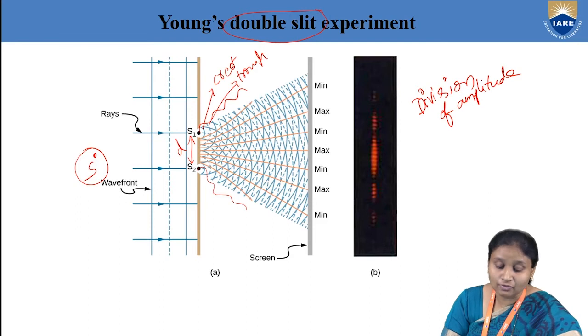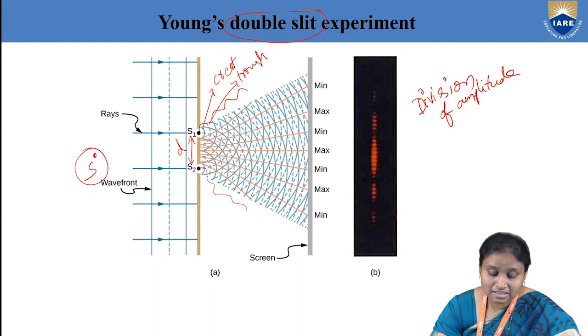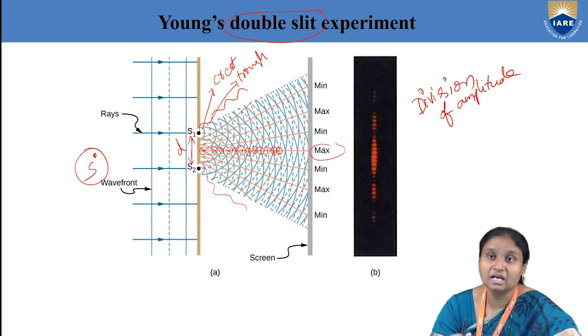So if you carefully watch this figure, if I go along the center, these are the points we are considering. If you observe them carefully, you will see that the solid line is meeting the solid line and the dotted line is meeting the dotted line. It means that crest is overlapping with crest, and trough with trough. So what is the resultant pattern that will be recorded on the screen? That is maximum intensity, and that maximum intensity is the bright fringe.